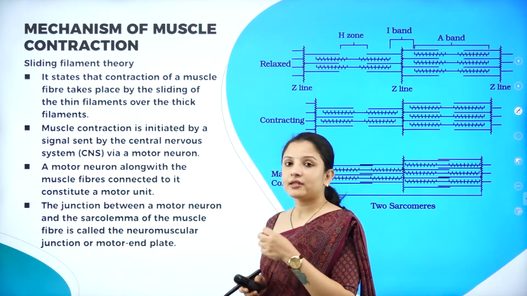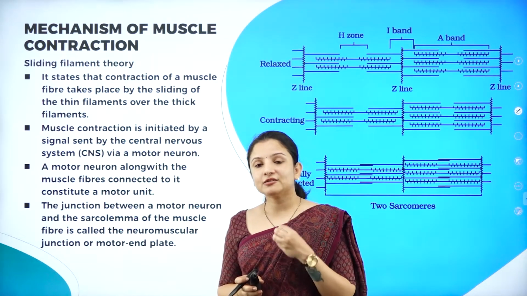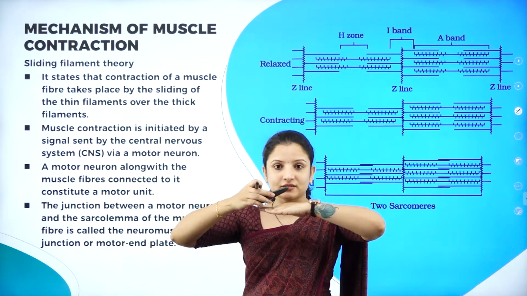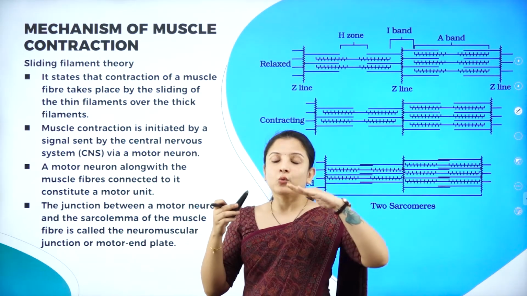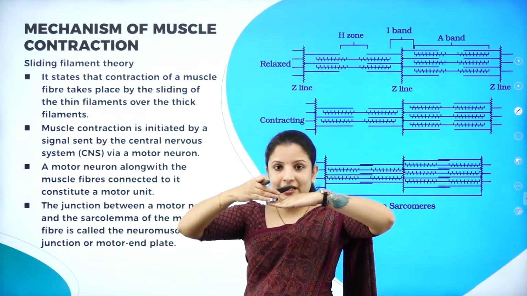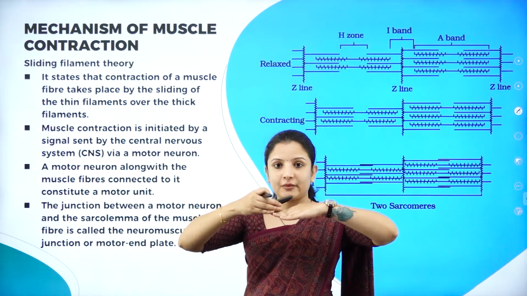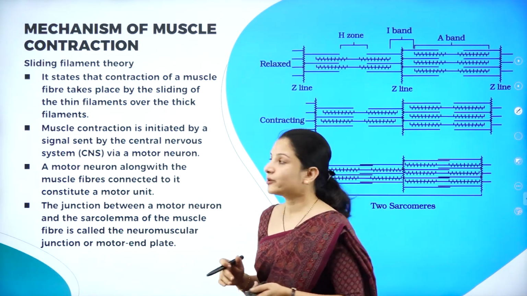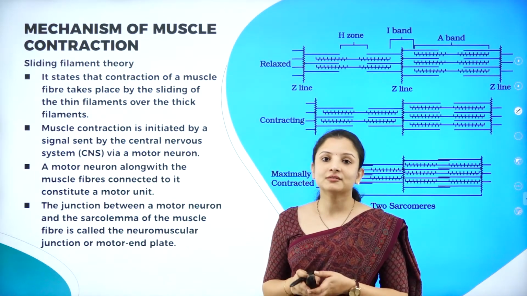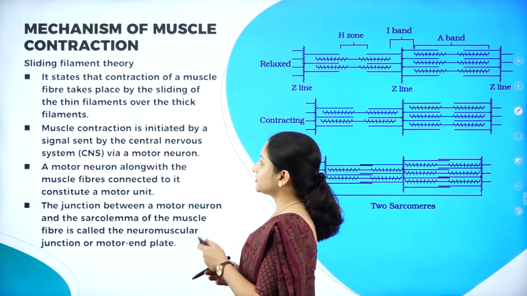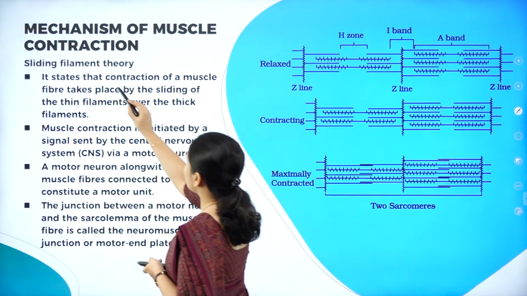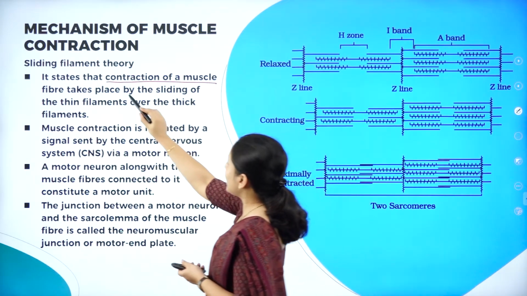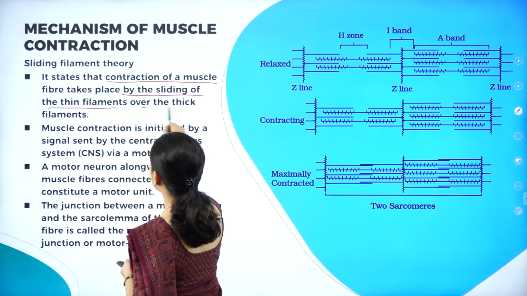Here the mechanism of muscle contraction is based on a theory which is called the sliding filament theory. Of course, sliding occurs, right? We studied in the previous session that in the resting stage the actin filaments slide over the myosin filament, and in contraction they slide apart. So what is the sliding filament theory? It states that contraction of a muscle fiber takes place because of the sliding of the thin filaments over the thick filament.